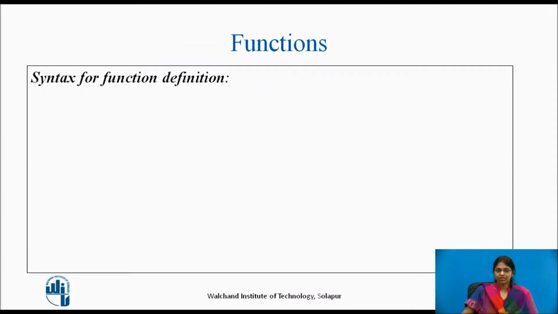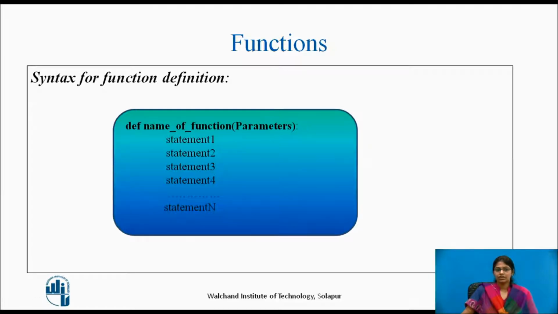When it comes to functions, there are two parts: the function definition and function calling. At the very first step, we will see the syntax for function definition. So, this is the syntax for function definition. There are two parts actually. The first part is called the function header, which consists of the def keyword followed by the name of the function followed by the parameters which are enclosed inside the parentheses. And the second part of the function definition is called the function body, which actually performs some special task.